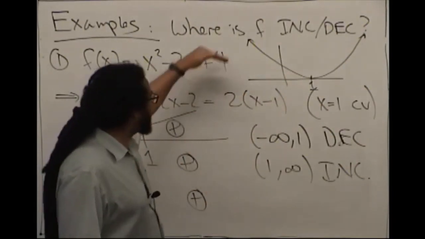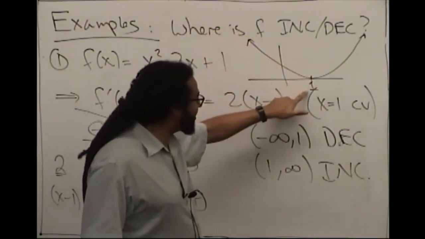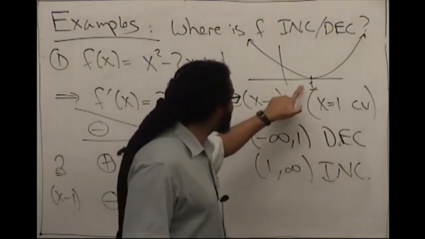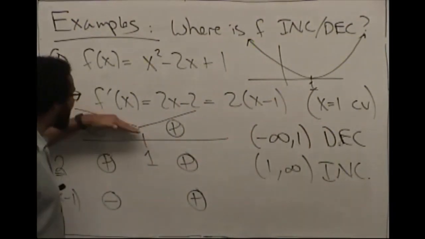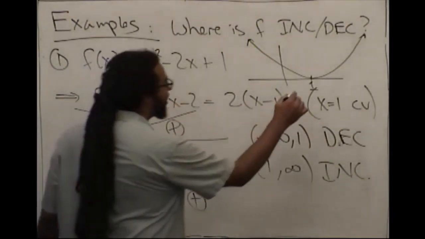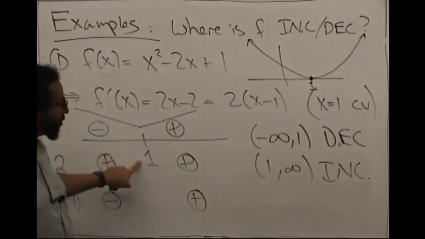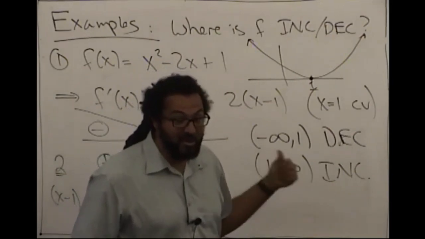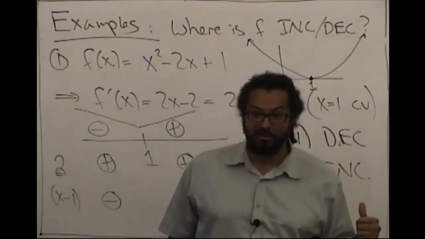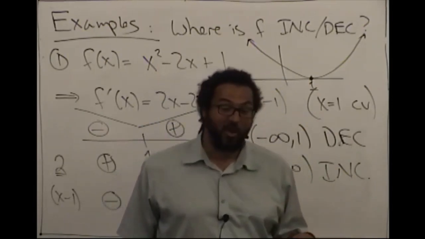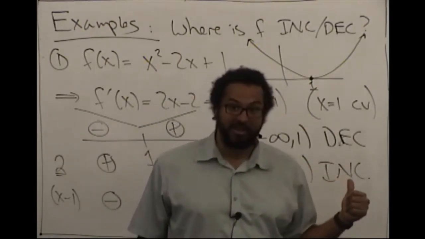But the main point is to see that it's decreasing to the left of 1 and increasing to the right of 1. Also notice that when we go from decreasing to increasing, we get a local minimum at the critical point x equals 1. So this is also a good way to check for relative extreme points. So local mins and local maxes we can check using the first derivative test.